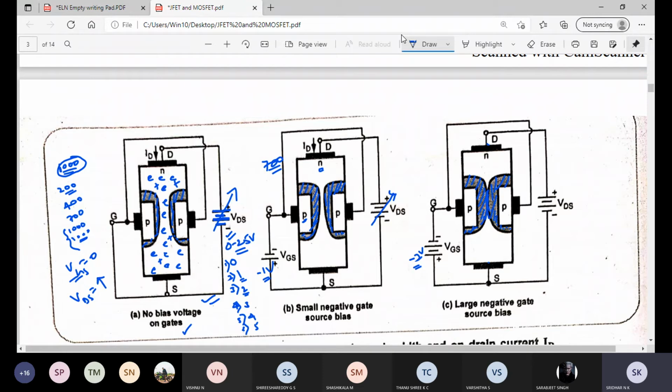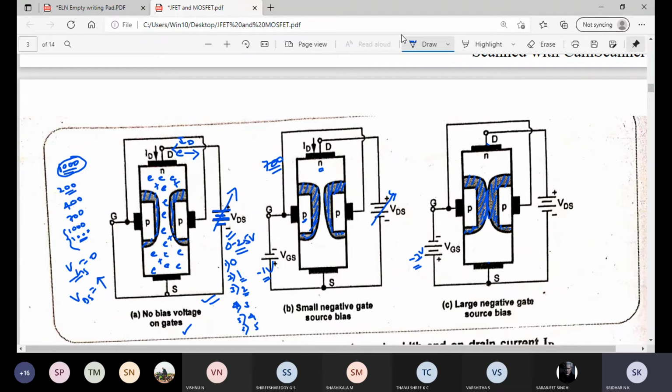Whatever conduction is happening here, if the electrons are moving in this direction, from the drain towards this direction, then in which direction will the current flow? If electrons are in this direction, obviously the current will be in the opposite direction. This is the direction of current, so this is ID, correct? The opposite direction of electron movement will be the current, correct?